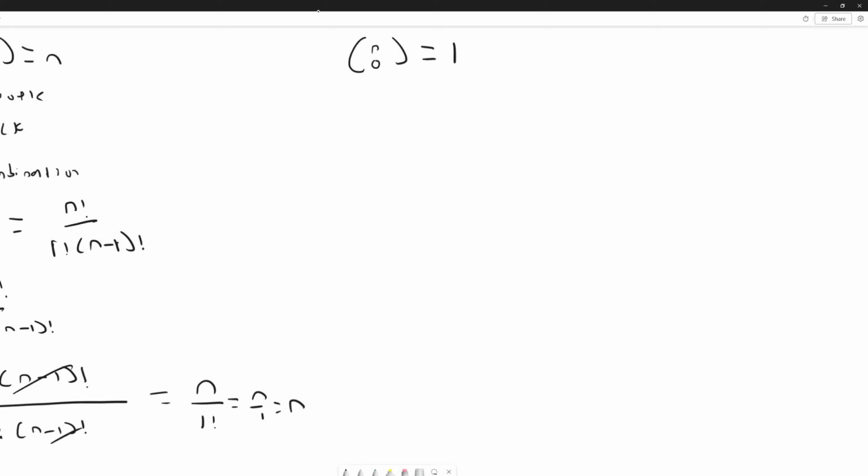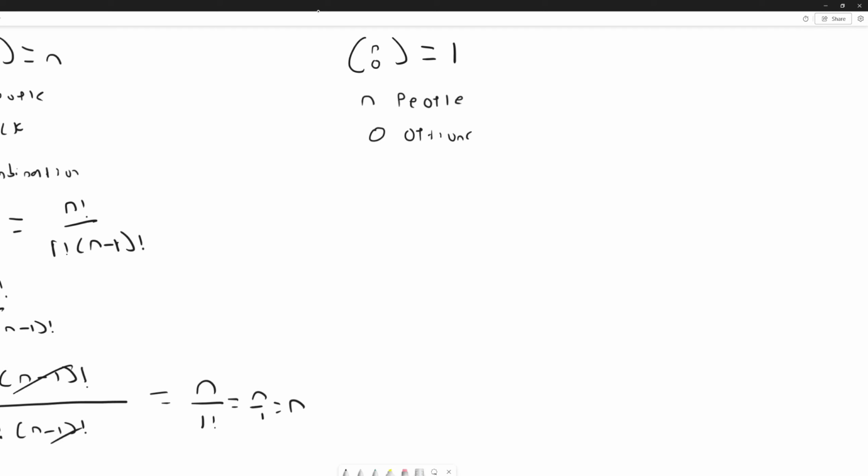Yep, so now I want to prove that nC0 equals 1. Another rule that we all know. So now first go ahead and decipher this. What does this actually mean? Right? So what it means is, again, you have n people, and you want to pick 0 of them. So 0 options.